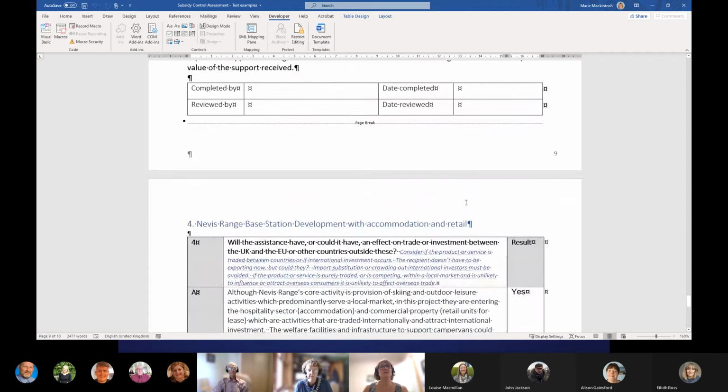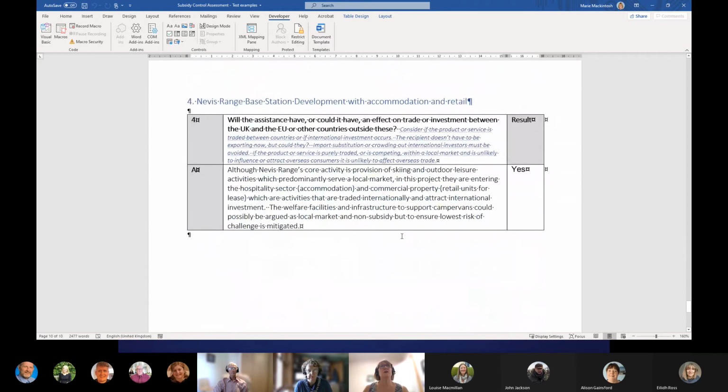And then Alison and Ali G and I were looking at Nevis Range Base Station, because a lot of the time when we've been having an out in the past and somebody's failed the subsidy definition or subsidy test, it's been a local market activity, and ski centres was exactly one example where they're not really competing with the Alps and overseas ski resorts because of the quality of the snow and all the rest of it.